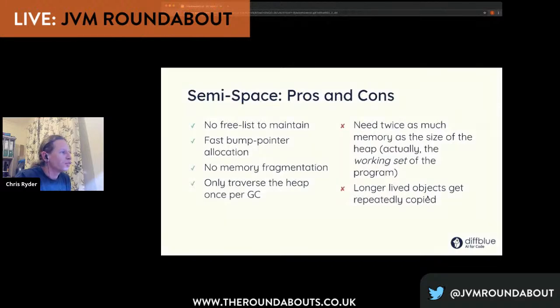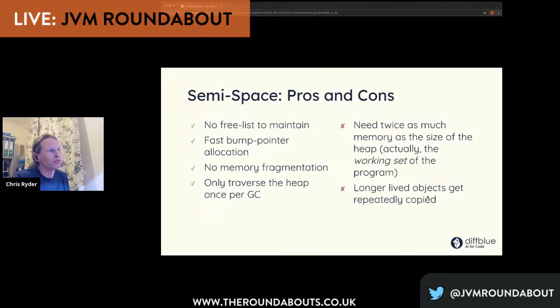In terms of pros and cons, you don't need to maintain a free list. So that gives you a win in terms of allocation speed. You have fast bump pointer allocation. You don't have memory fragmentation anymore. And you only traverse the heap once per GC, because effectively you use your to space where you're copying objects as your work queue.